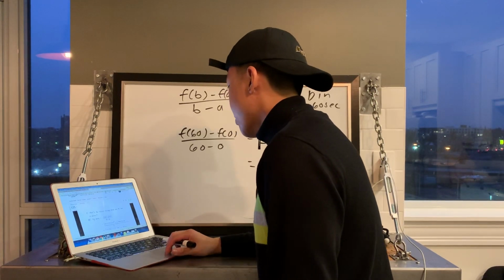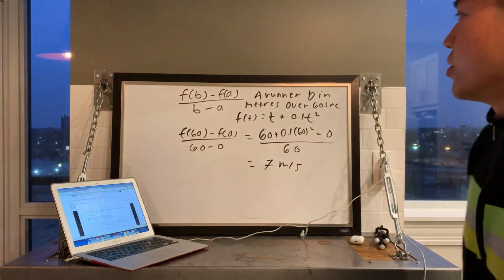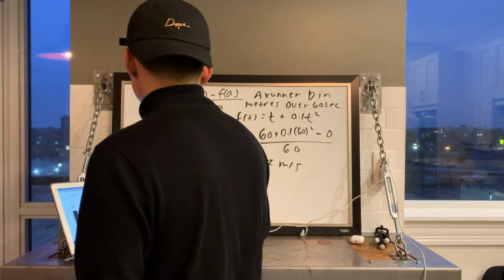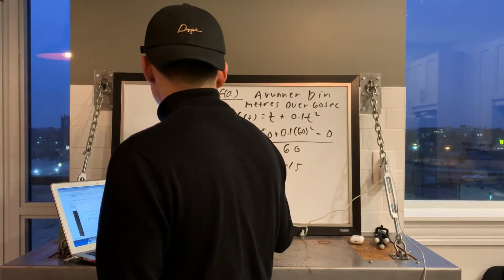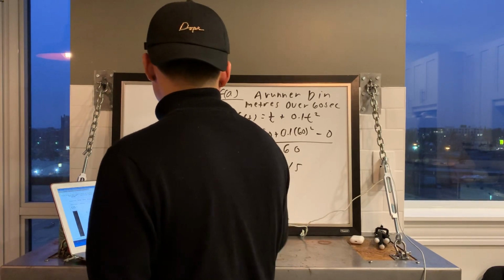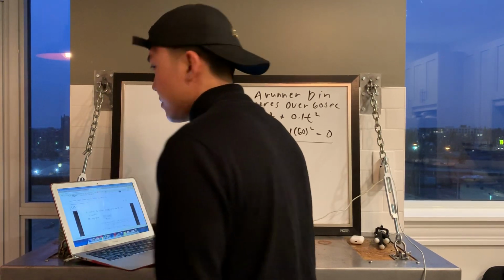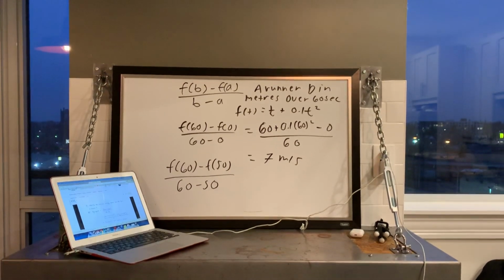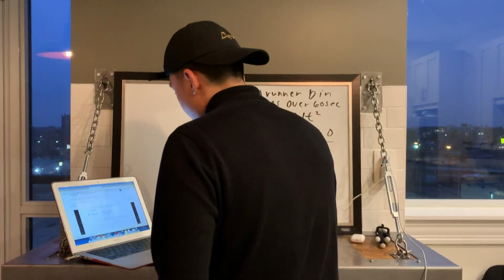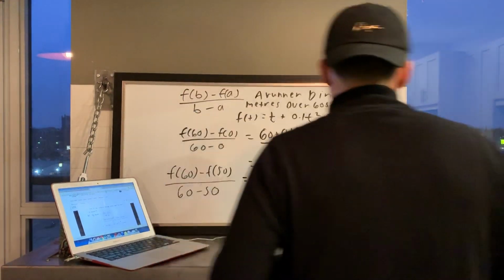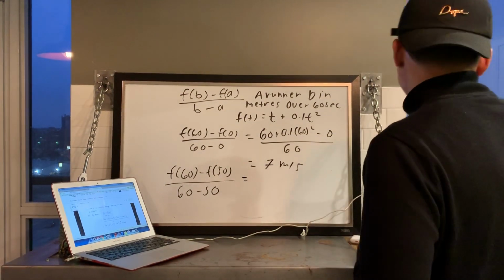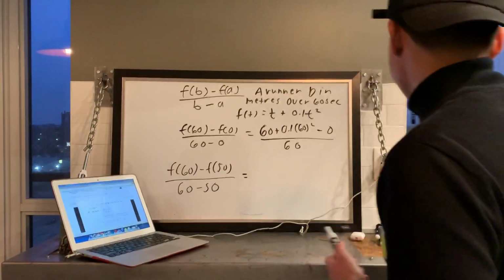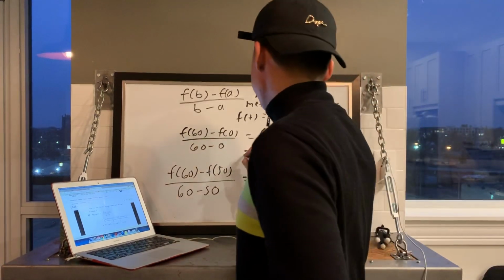What's the average speed over the last 10 seconds? If the whole thing was 60 seconds, you would just evaluate f at 60 minus f at 50, over 60 minus 50, because it's for the last 10 seconds. That's all we're talking about in this question. Let me erase this 7 right here, it's kind of blocking the way. The answer for this one was 7, by the way.